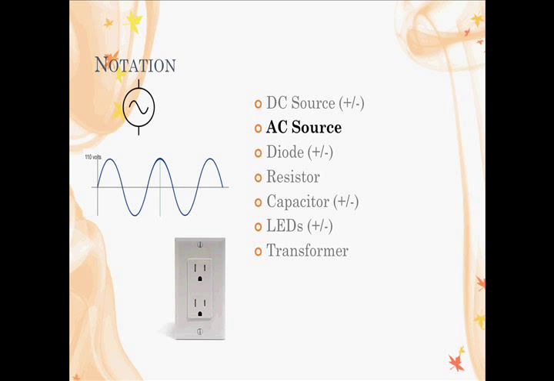Moving on, we have our AC source, and we represent this with a circle with a sinusoidal inside. An AC source is alternating current, so it alternates between positive and negative voltage. A place where you can find AC sources is the outlets within your wall.